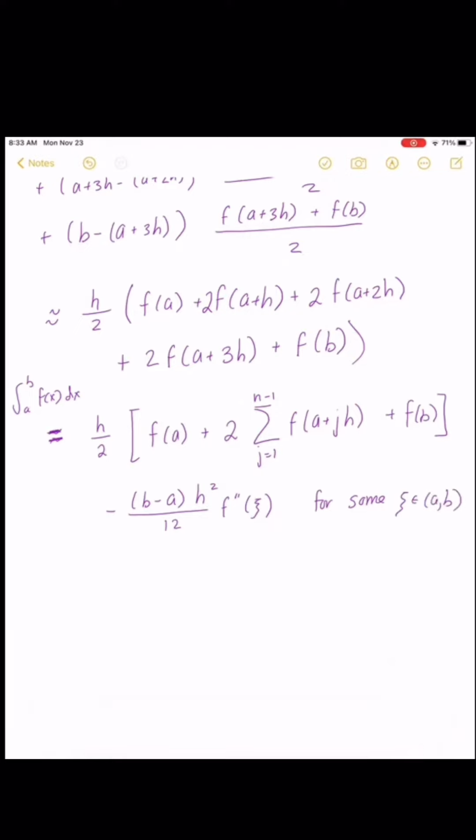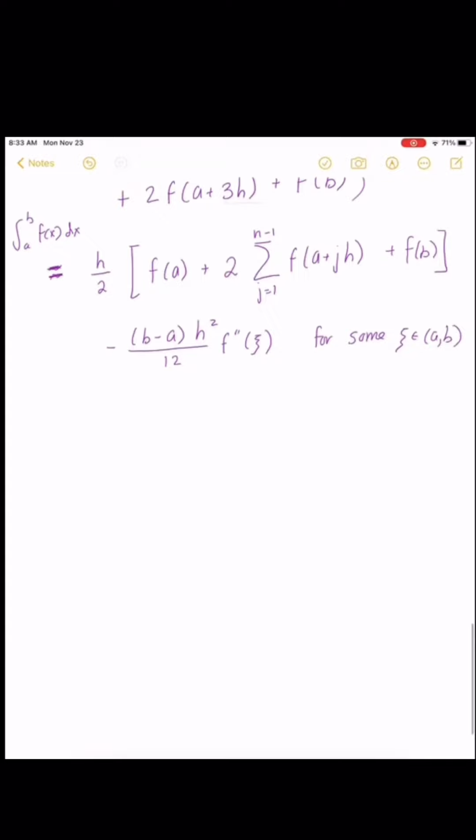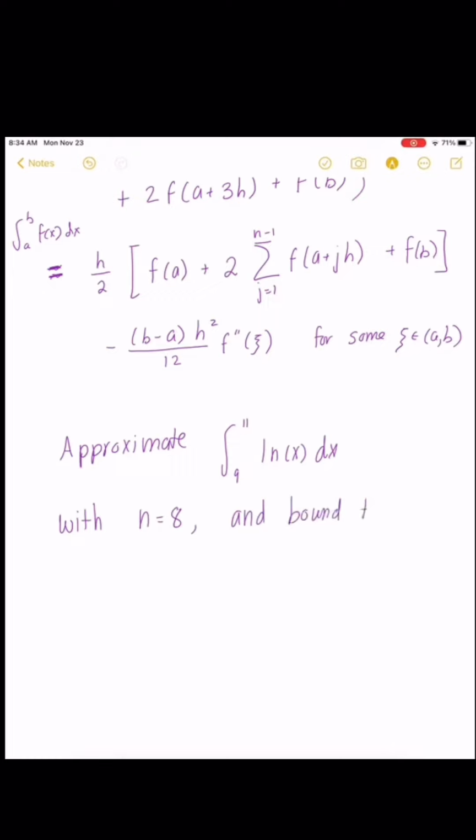Let us apply this. So we're going to approximate the integral from 9 to 11 of ln of x dx with n equals 8, and we'll also bound the error. I'm going to go through this example thoroughly and possibly, well, definitely add in extra information about the behavior of doing this computationally. You'll notice here that this uses n equals 8.